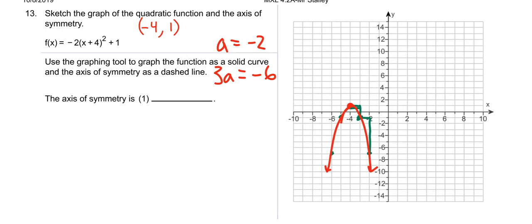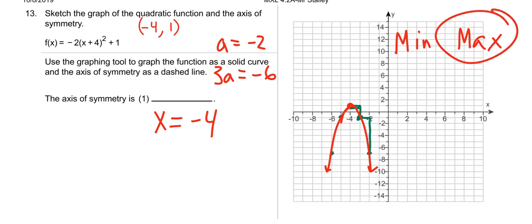What is the axis of symmetry here? X equals negative 4. Please make sure you quote it as a vertical line. And does this have a minimum or a maximum? This is a maximum. What is that y value? 1 at negative 4. That's true. The maximum is positive 1 at negative 4.